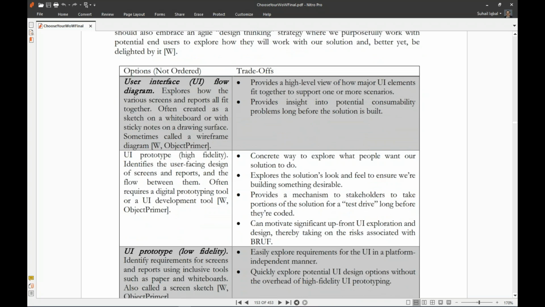Options we have: number one, user interface UI flow diagram explores how the various screens and reports all fit together, often created as a sketch on a whiteboard or with sticky notes on a drawing surface, sometimes called a wireframe. The trade-off is it provides a high-level view of how major UI elements fit together to support one or more scenarios. Provides insight into potential consumability problems long before the solution is built.